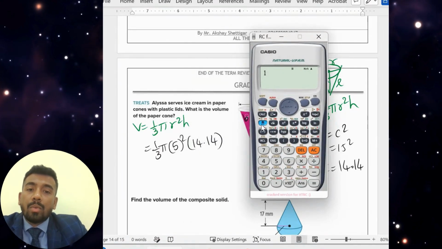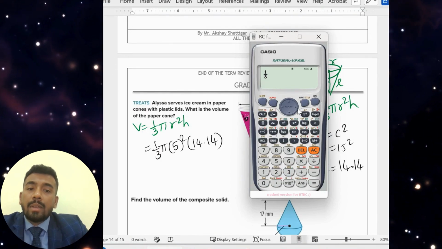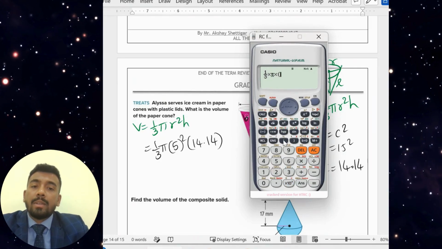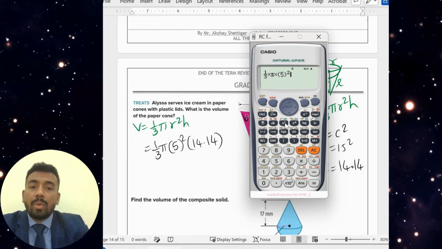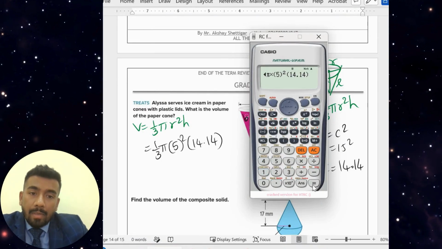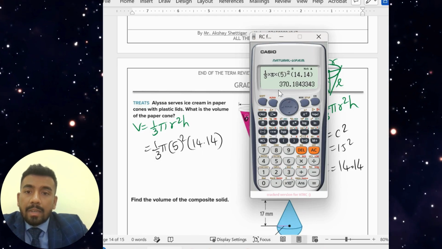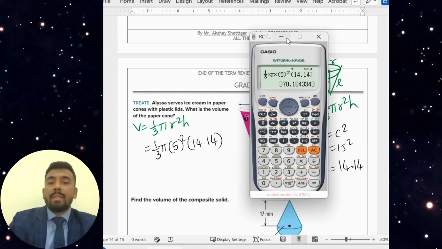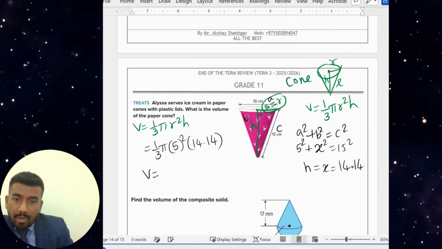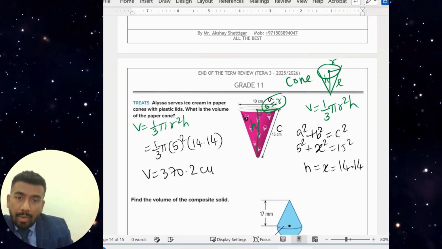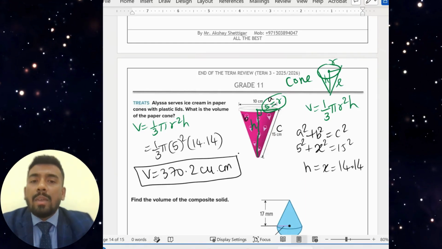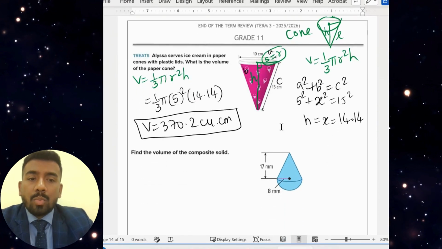So it's 1 over 3 times pi times, put bracket, 5 bracket close, square, 14.14. So what's the answer? 370.18. That is true. 370.2. So 370.2 cubic centimeter. Okay, so that's how you do it. Okay, so after this, let's go ahead with the next one.